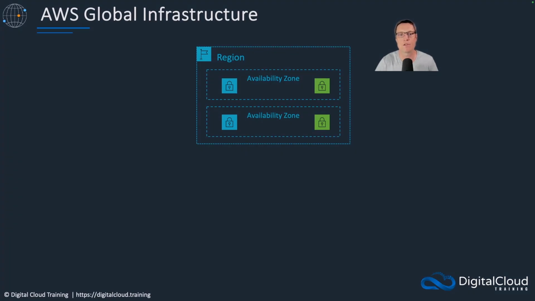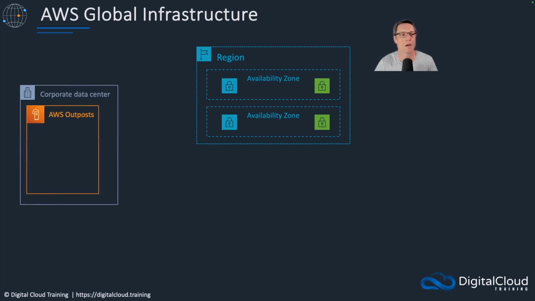Now, what else is there other than regions? So we have regions and availability zones. Within the availability zones, we create subnets, which can be public or private, and that's where we launch our resources. There's also other ways that you can leverage AWS services. For example, if you have a corporate data center, you can actually get a piece of hardware that comes into your data center. It's called AWS Outposts. And AWS Outposts supports a subset of services available from AWS. So not everything, but things like EC2 can be run on premises. And it has connectivity, of course, back to an AWS region.